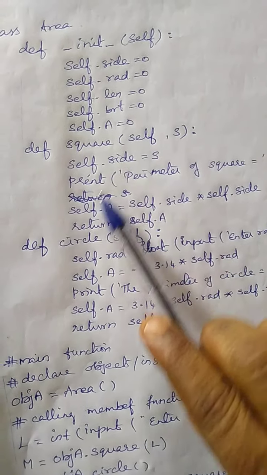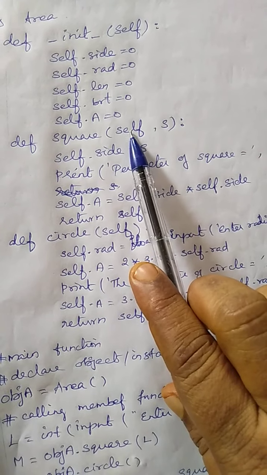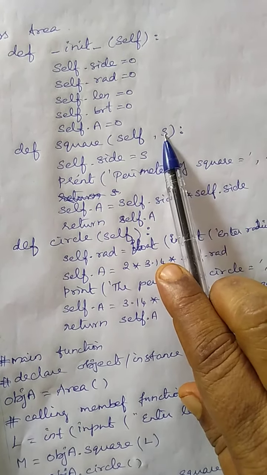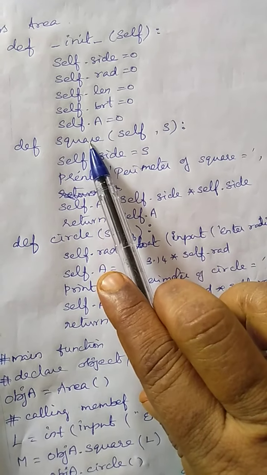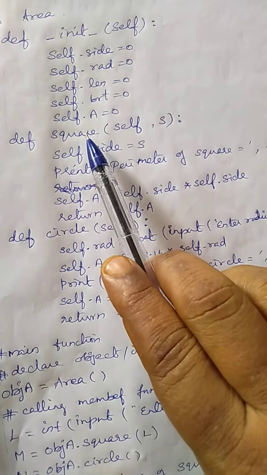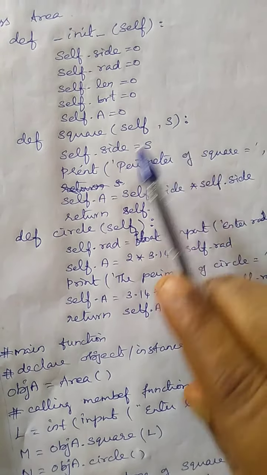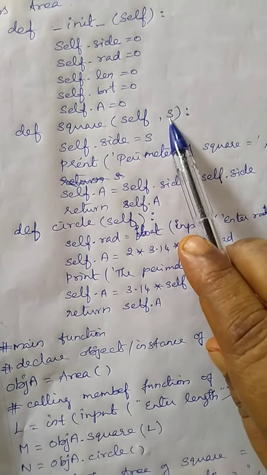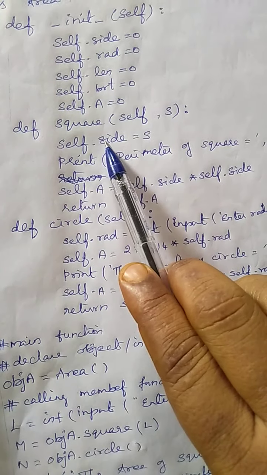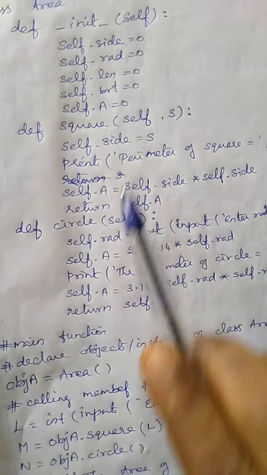Now here we have a member function square_of which has one argument self and another argument which has to be passed when we are going to call this square function. So the data must be passed to call this square function because it requires one argument to execute this function. So whatever data is passed is going to be assigned to the side member of this class, self.side getting the value of s.